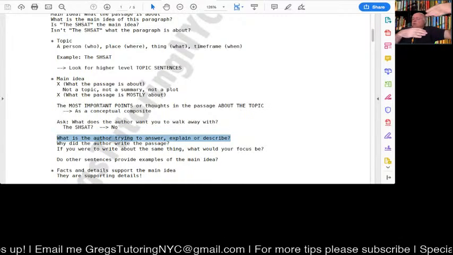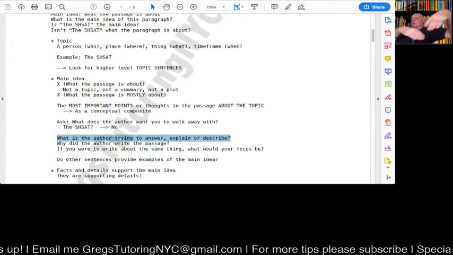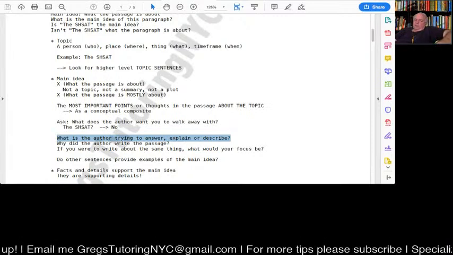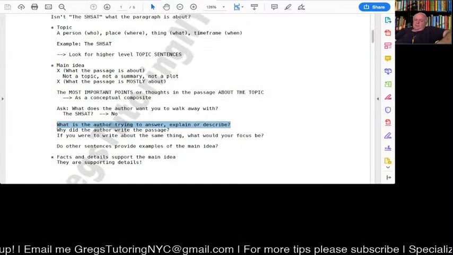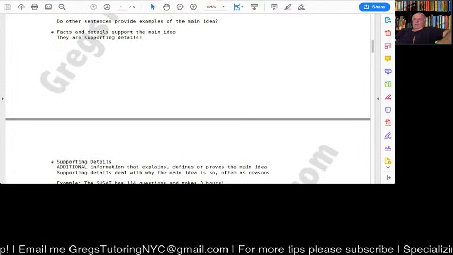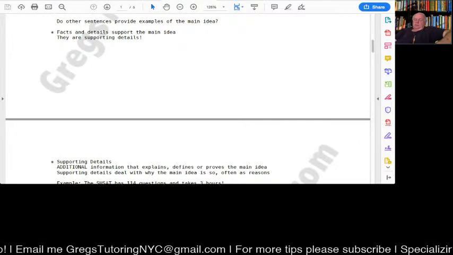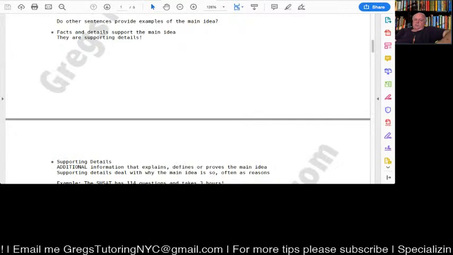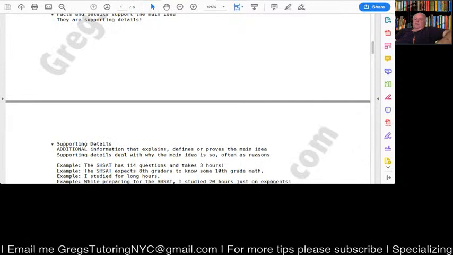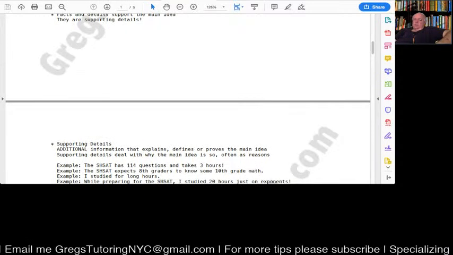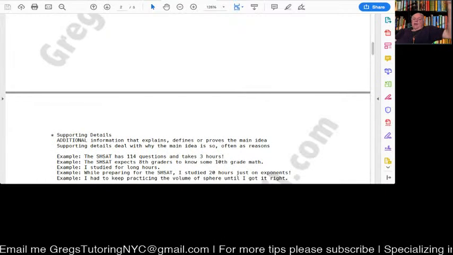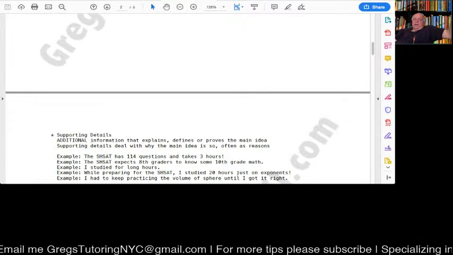Because we talked about there can be a main idea of a paragraph. You can find the main idea of a paragraph, but that is not always the same as the main idea of the whole passage. So we're trying to look for these entities called supporting details, right? A supporting detail is additional information that does the explanation or definition or proving of the main idea. Supporting details deal with why the main idea is so. It gives reasons. So for instance, the SHSAT has 114 questions and takes 3 hours.